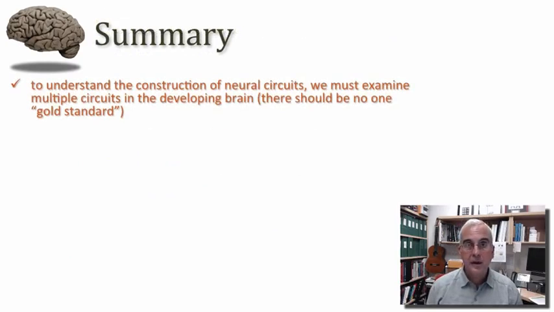I would suggest that in order to understand the construction of neural circuits in the brain, we need to examine multiple circuits that exist at different stages of cortical processing. We shouldn't just rely on one gold standard, despite how valuable that standard might be for a certain line of investigation. We should always be cautious about generalizing the principles that we've learned from just one model system to another.